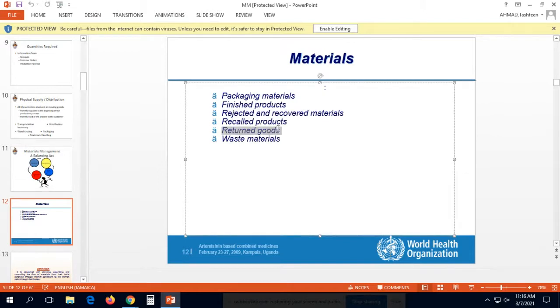Returned goods are a material. Goods return. The customer did not like it, wants to change it. Things expire. You recall some products. Yeah, that is material. Are you going to throw away all the returned goods because they expire or something like that? Depending on the product, you might want to use some parts because maybe some parts are still functional, or you might want to sell it at a lesser price.